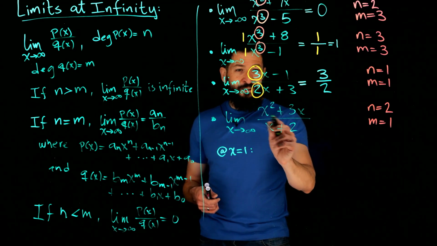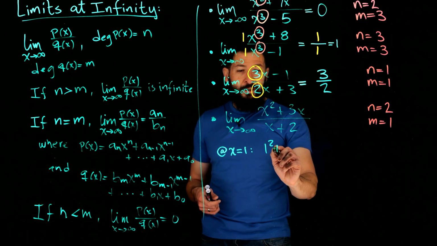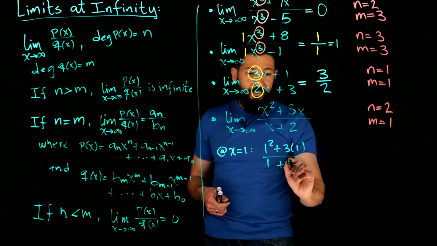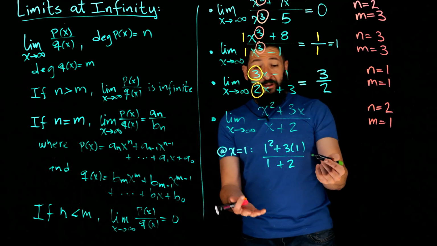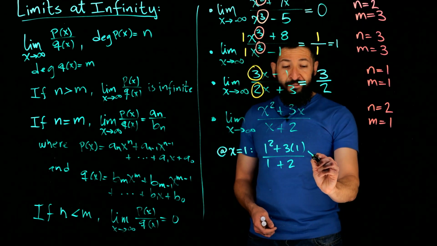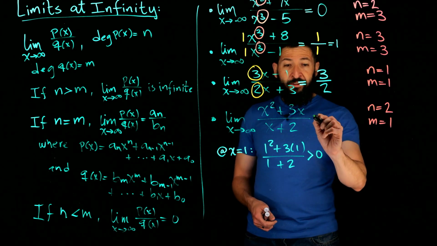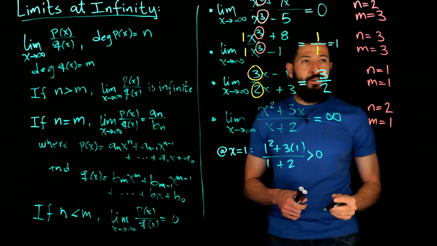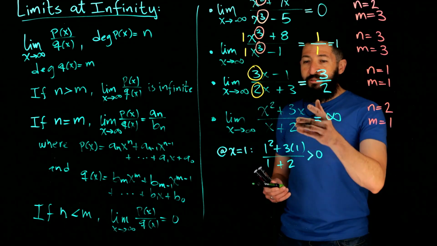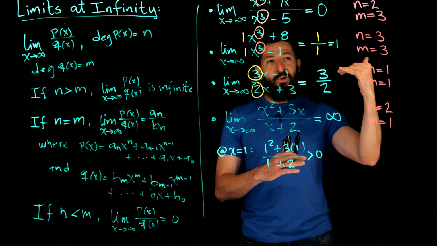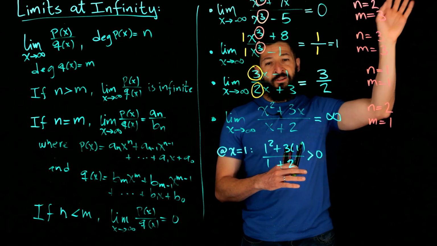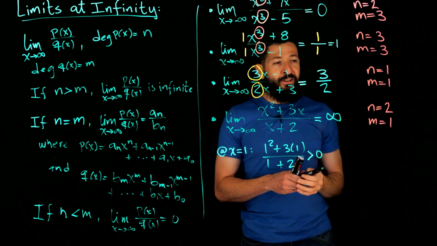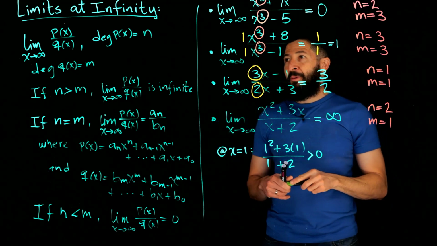You have that this expression here becomes 1 squared plus 3 times 1 over 1 plus 2. So it doesn't matter what the number is, it matters that it's positive. And then that tells you that this limit is infinite, and it's going to be actually positive infinity, because once the graph of this function crosses the axis into the positive side, it stays positive because there's no more zeros after that, and it keeps going like that all the way out to positive infinity. That's really all is happening right there.